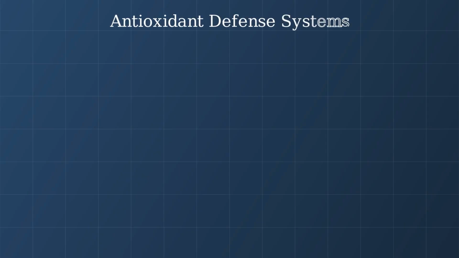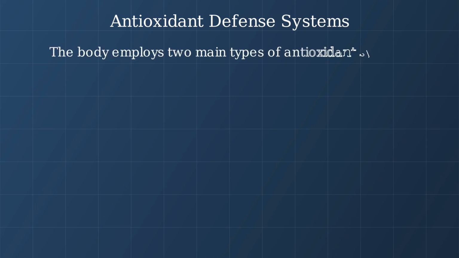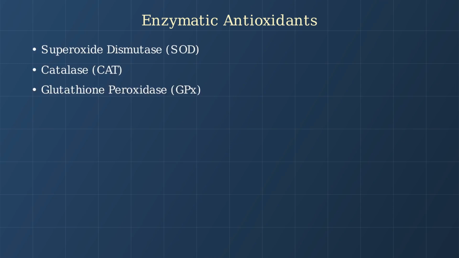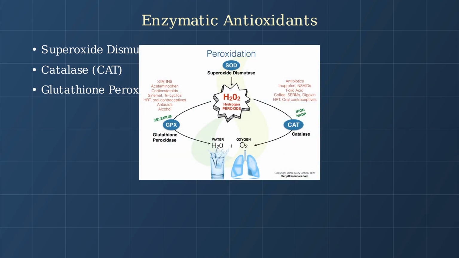The human body has sophisticated defense systems to combat free radical damage. The body employs two main types of antioxidant systems to neutralize harmful free radicals. These include enzymatic antioxidants and non-enzymatic antioxidants. Enzymatic antioxidants are specialized proteins that catalyze reactions to neutralize specific free radicals. The main enzymatic antioxidants include superoxide dismutase, catalase, and glutathione peroxidase. This diagram shows how these enzymes work together in the peroxidation process.